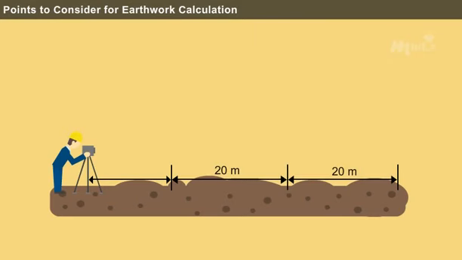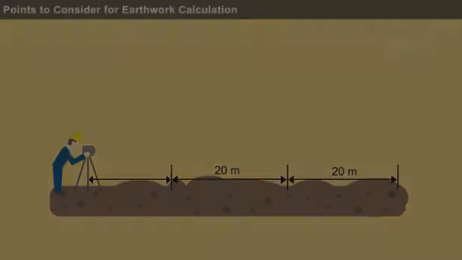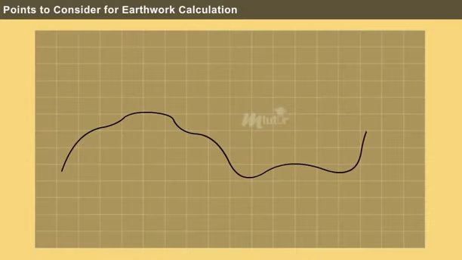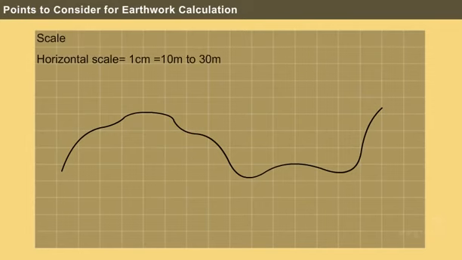When the ground level is uneven, the leveling is taken as 20 meters or less than 20 meters depending on the nature of the ground. Mostly, the estimation of the road is calculated in kilometers. Scale. Generally, while plotting the longitudinal section with a horizontal scale, 1 centimeter is equal to 10 meters to 30 meters and in the vertical scale, 1 centimeter is equal to 1 meter to 5 meters.